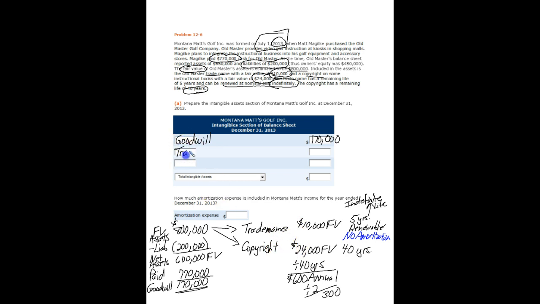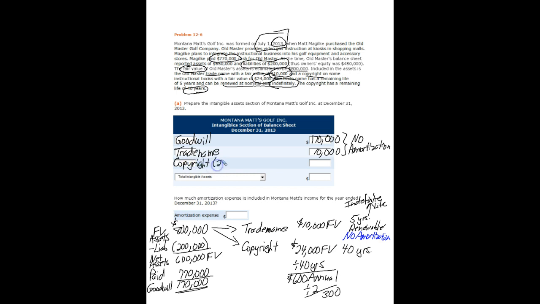So we're going to have the trade name as an intangible asset of $10,000, no amortization for it. Likewise, we do not amortize goodwill. So goodwill and any intangible asset with an indefinite life, we do not amortize. So no amortization. However, the copyright does have a definite life.